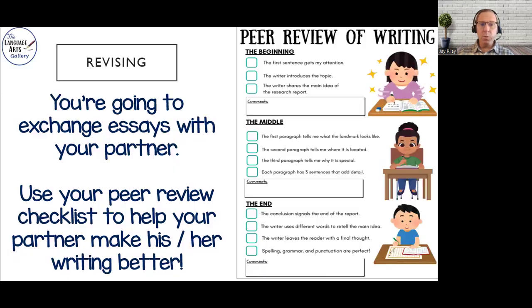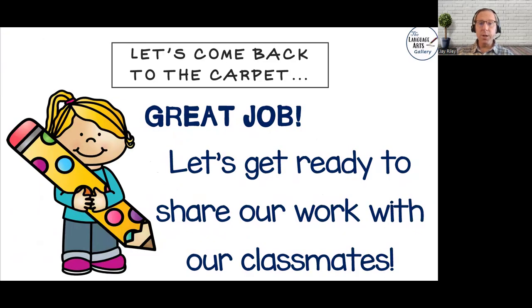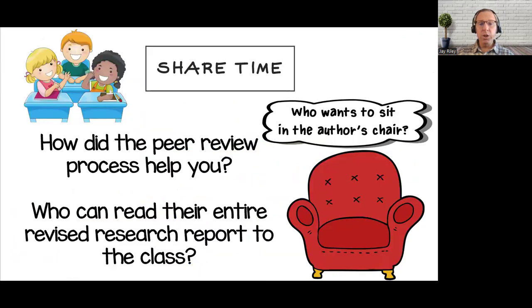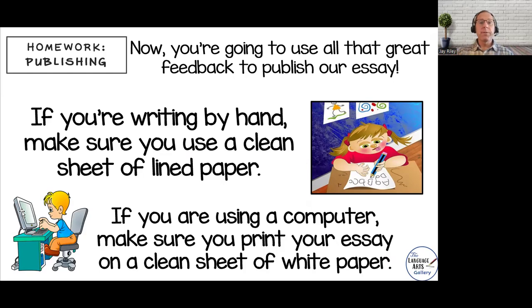Okay, so then once students go back to their seat and they engage with this peer review checklist and with their partner's writing, then they're going to come back to the carpet and they're going to share what they learned through the peer review process. They can either talk specifically about how the process helped them, or they can focus on changes that they made to their writing. All right. So after our students finish up with peer review, for homework, or if there's time in class, they're going to go back and they're going to draft their final version for publication.